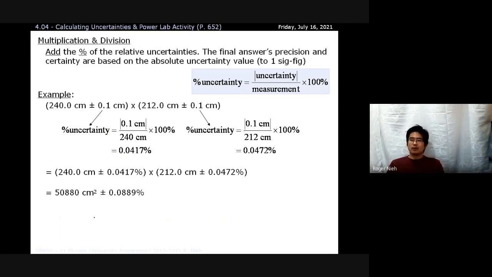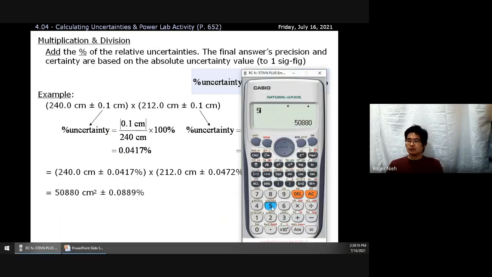Okay, and now what we're going to do next, we need to figure out what exactly is 0.08% of 50,880. So we're just going to multiply that in our calculator. We're going to take out our calculator and do 50,880, and we're going to multiply it by 0.0. Let me just do this correctly.